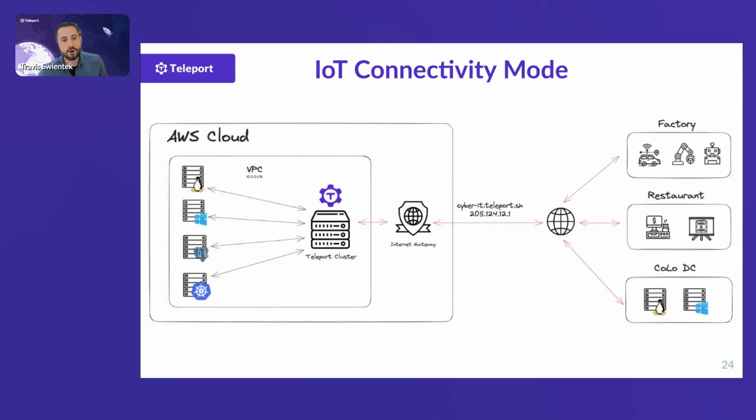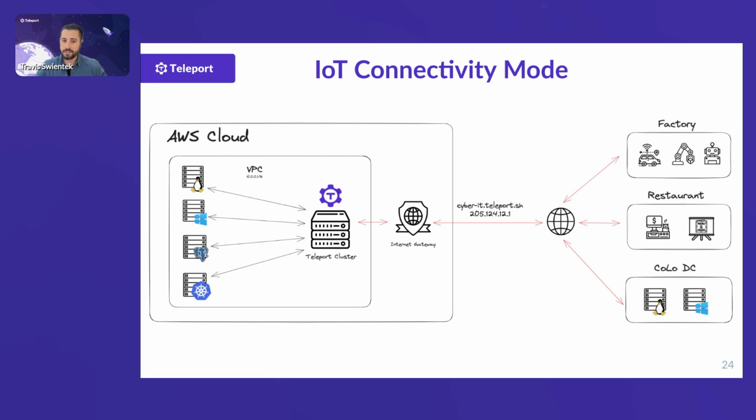So with Teleport nodes using IoT connectivity mode, the node agent reaches outbound to the public internet via the hostname cyberit.teleport.sh. I've kind of highlighted that in red as best as I could here. There's really no firewall changes that need to occur at the factory, restaurant, or colo facility because this is all outbound traffic. So when you install the Teleport node at the factory or restaurant, it's going to reach out over the public internet and establish that reverse SSH tunnel, which allows us to then access those resources.